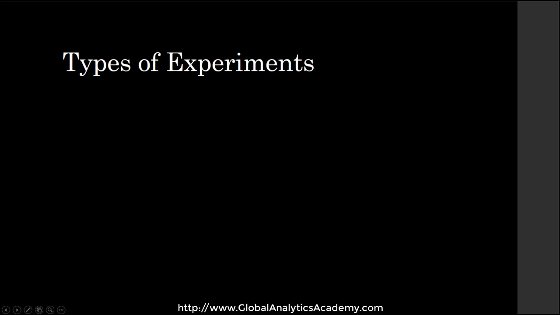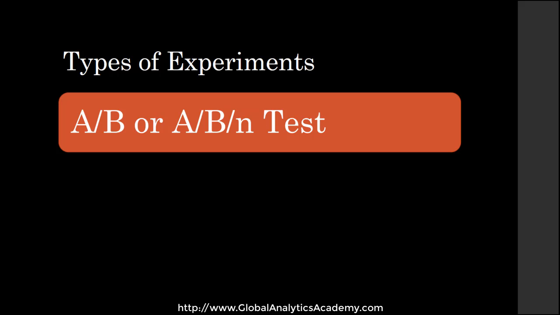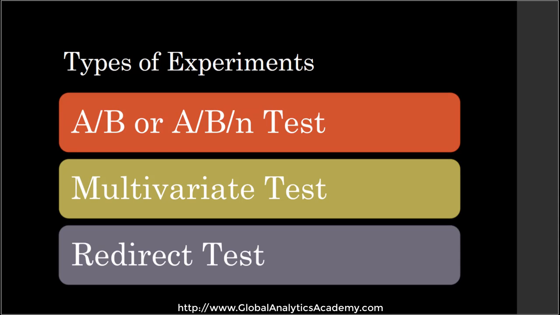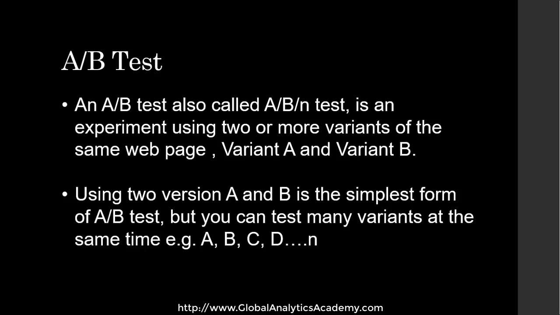There are three types of experiments that you can conduct in Google Optimize: A/B, also known as A/B test, multivariate test, and a redirect test. An A/B test is an experiment using two or more variants of the same web page: variant A and variant B, as well as variant C, D, E, F, etc.